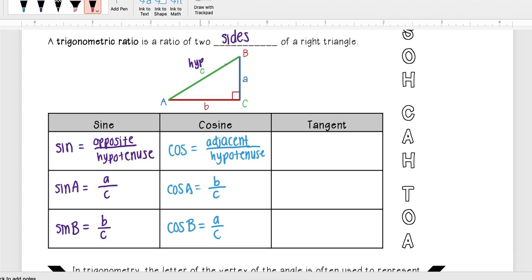Okay, and then our last one is tangent, which we just do TAN for short. And that's going to be the opposite over adjacent. So let's say I wanted to find tangent of A. I would go to angle A. The side opposite of it is my opposite, so I have A, over the adjacent, which again is the side next to the angle that's not the hypotenuse, so that would be B.